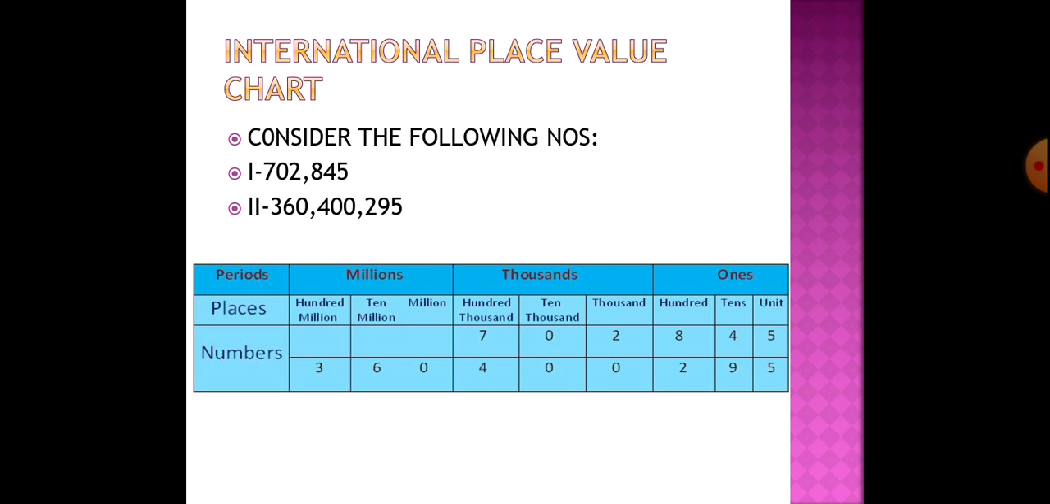Then in the next period we have 400. So we will read it as 400,000. Then in the last one we have 295. We will read it as 295. So altogether how we will read is 360 millions, 400,000, 295.